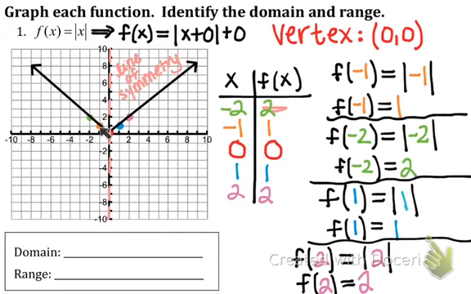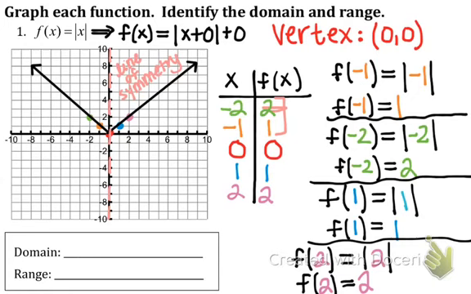So this point, negative 1, positive 1, its y-coordinate reflected to be positive 1, and same with this y-coordinate of 2 reflected to positive 2 on the other side. So that'll save us some time in the future. Now that we have our absolute value function, we are going to state its domain and range.